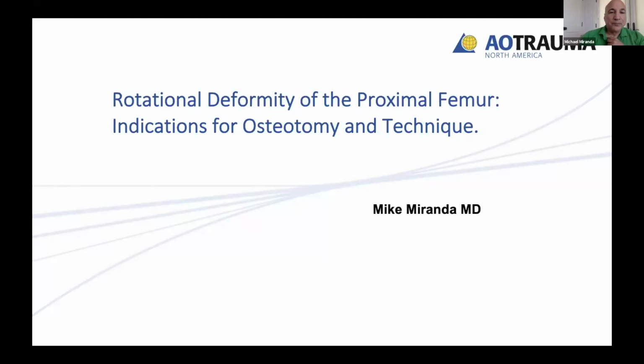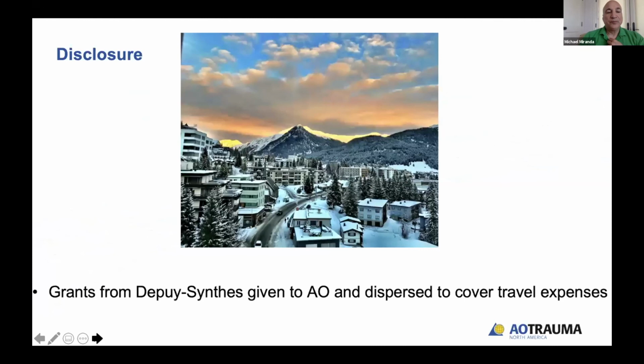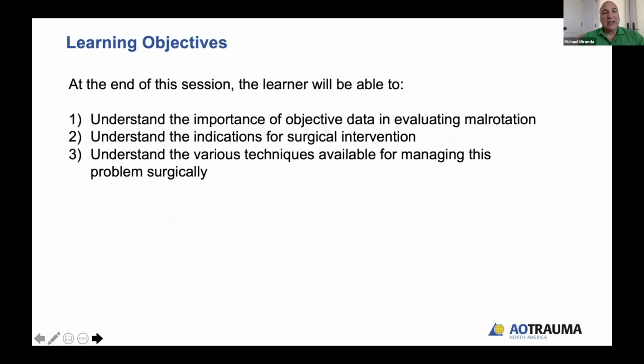So I'm going to talk to you all this morning about rotational deformity of the proximal femur, look at the indications for osteotomy and technique. Brett went over the disclosures. At the end of this session, the learner should be able to understand the importance of some objective data in evaluating malrotation, understand the indications for surgical intervention, and understand the various techniques available for managing this problem surgically.